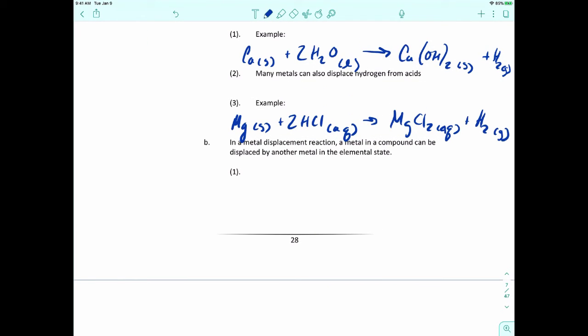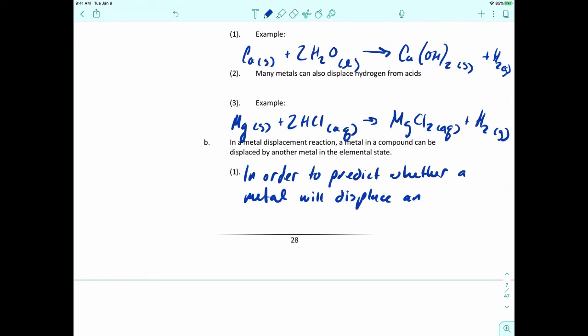Okay. The second type of displacement that's possible is called a metal displacement. And in that, a metal in a compound has to be displaced by another metal in the elemental state. And in order to predict whether a metal will displace another metal, we use an activity series.